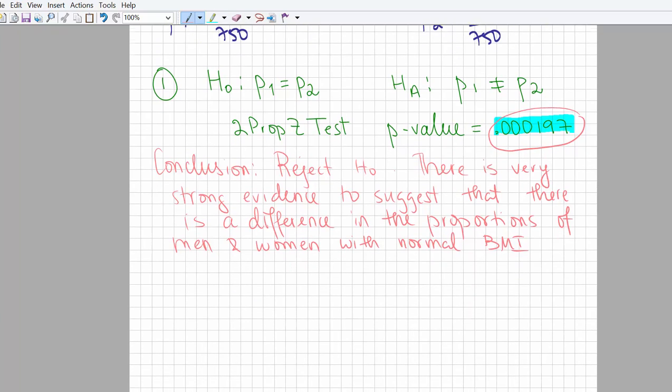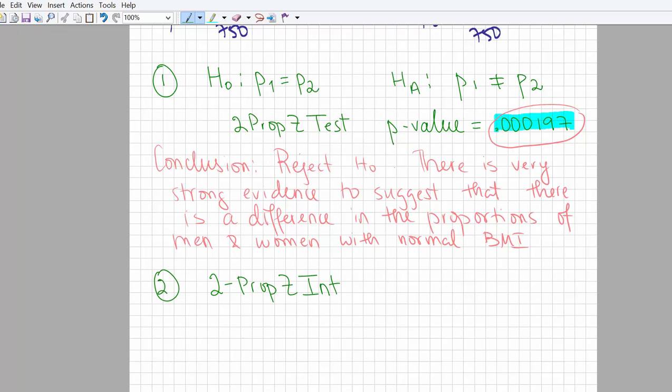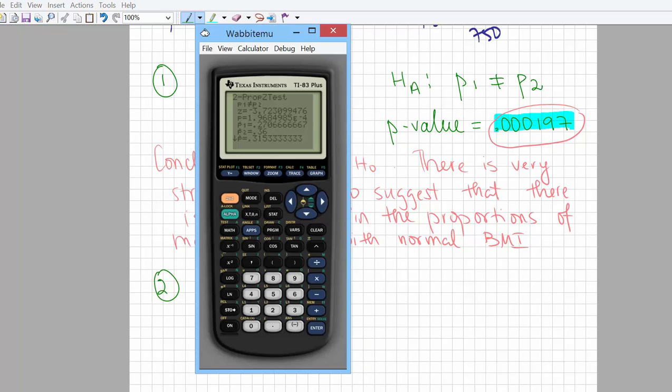And now let's go ahead and do the following. Let's actually construct a two proportion z interval and see what it tells us. Two proportion z interval. Okay, let's go back to our calculator.